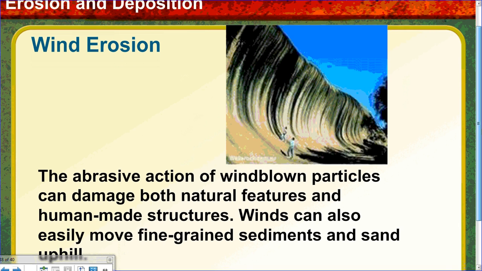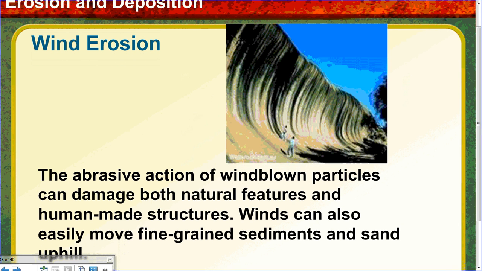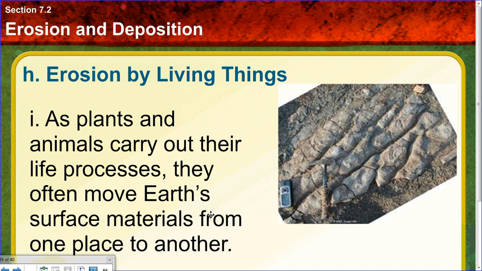So we can get erosional features like this. This is a rock that the wind blew going up this way and eroded it and moved that stuff. We also get depositional features like our sand dunes.